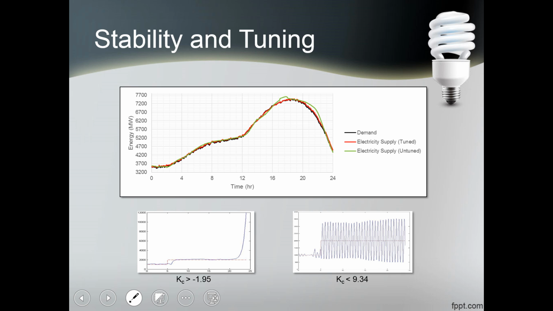So we conducted the stability analysis and determined that the P-only controller for natural gas needed to be between negative 1.95 and positive 9.34. So we tuned all of the controllers under the criteria of minimizing overshoot and completely eliminating brownouts. And we were able to do that with a Kc of 5 and a tau of 0.5 for each controller.